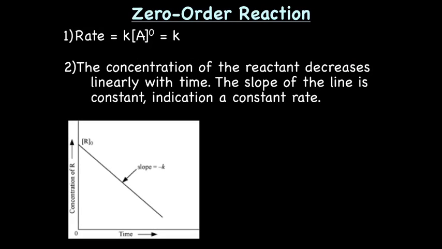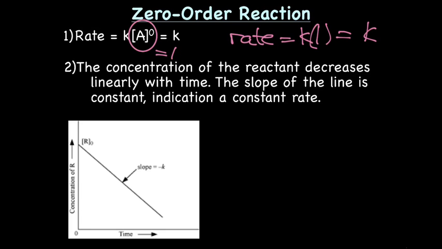Zero order reaction. The rate law for our zero order reaction is rate equals K, concentration of the reactant to the zero, and that would equal K. So why is that? Well, anything to the 0 power equals 1. So we could have rate equals K times 1, I suppose, and that really just equals K. As you can see, the concentration of the reactant in a zero order reaction doesn't matter. It doesn't change the rate.